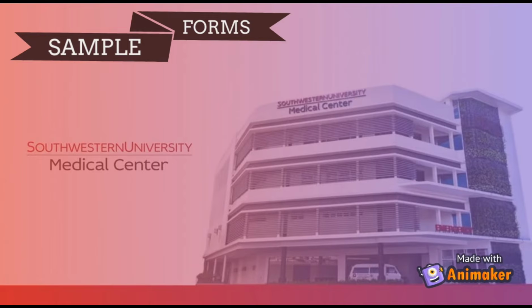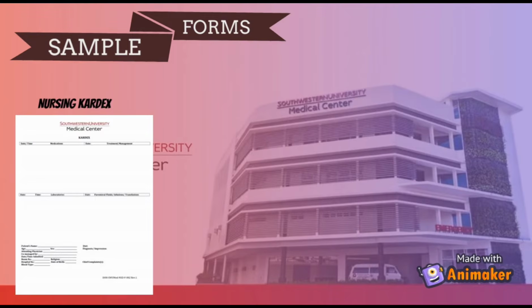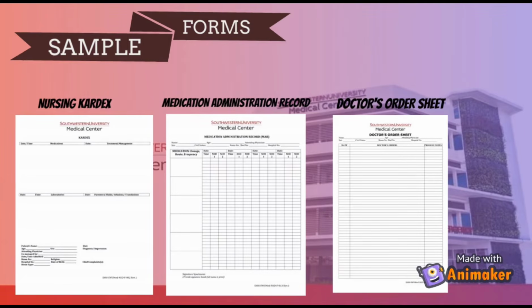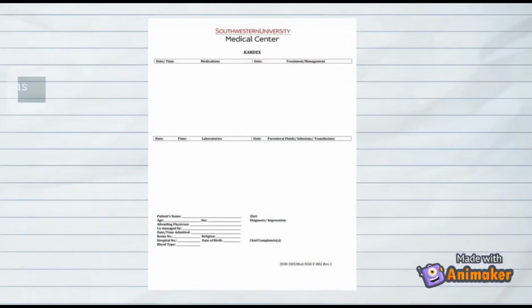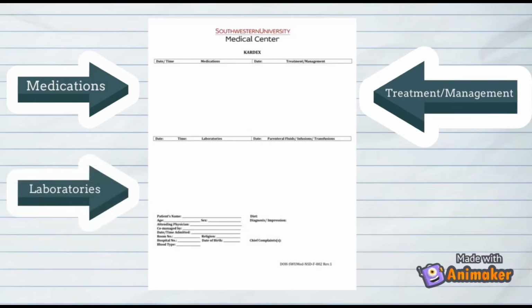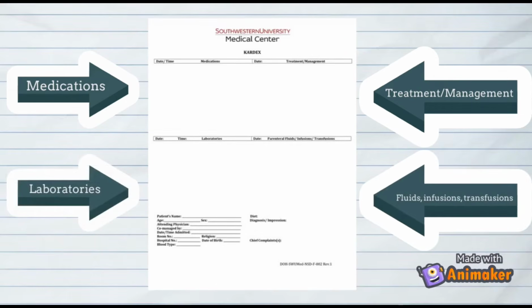Here are the sample forms of the nursing cardex, the medication administration record, as well as the doctor's order sheet. In the upper left portion is where we will transcribe the client's medications. In the upper right portion is where we will transcribe the patient's treatment as well as the management. On the lower left side is where we will transcribe the client's laboratories, and in the lower right side is where we will input the client's parenteral infusions, as well as transfusions.